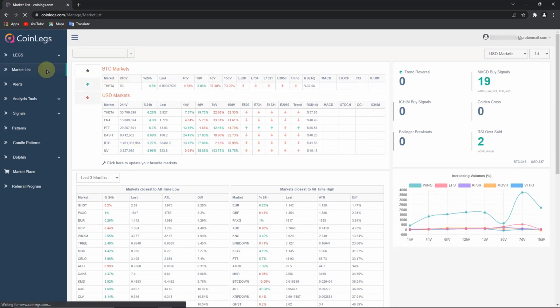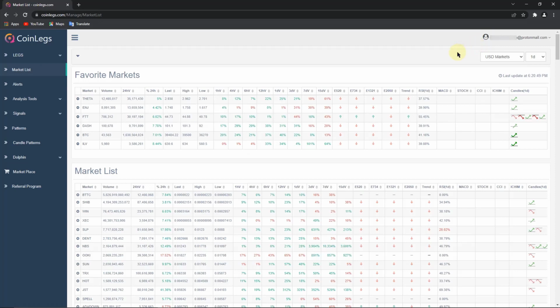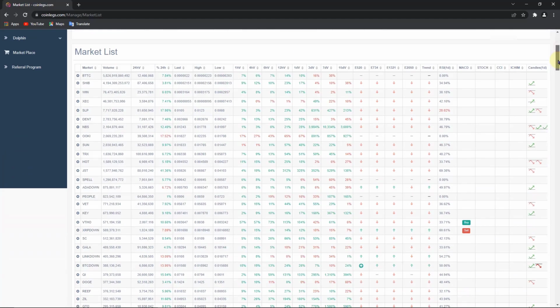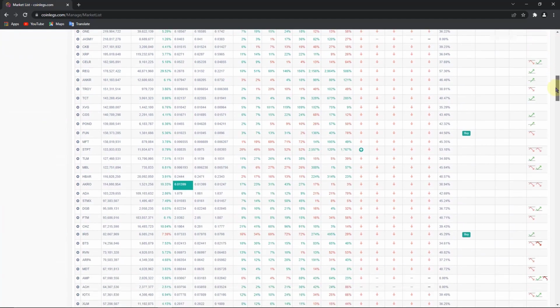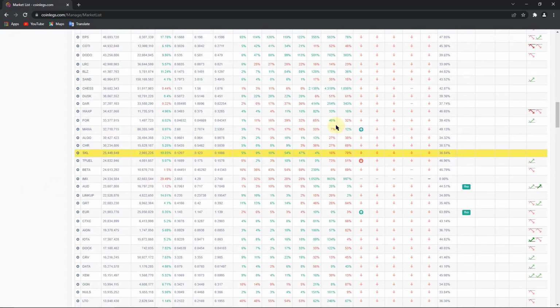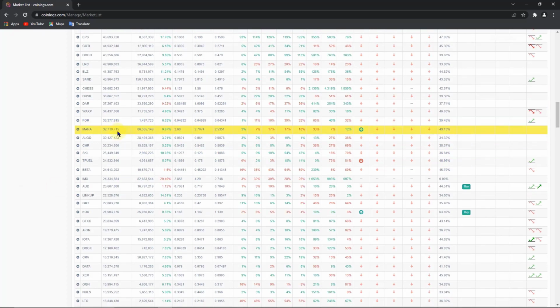I go for the market list. In the market list, we have more than 600 coins. You don't have to look one by one to catch a signal, because CoinLike gives you a signal. For example, right in this position, it gave a signal. The recent signals are different than the others. Right in this position, we can see that the coin has given a signal for EMA 520.